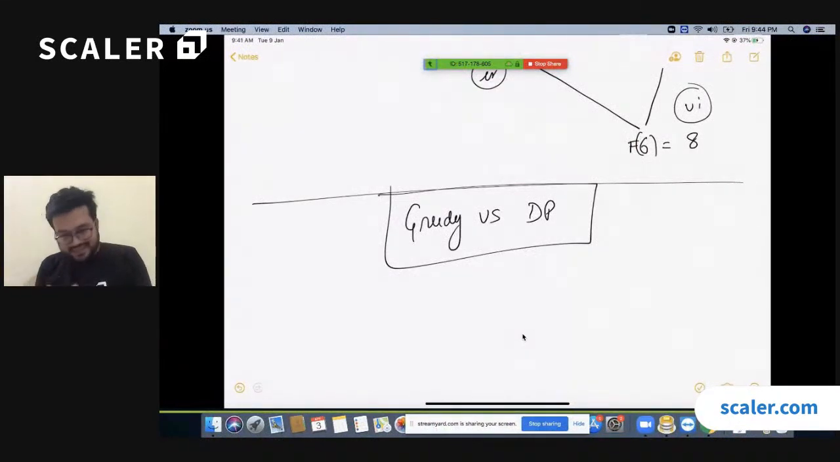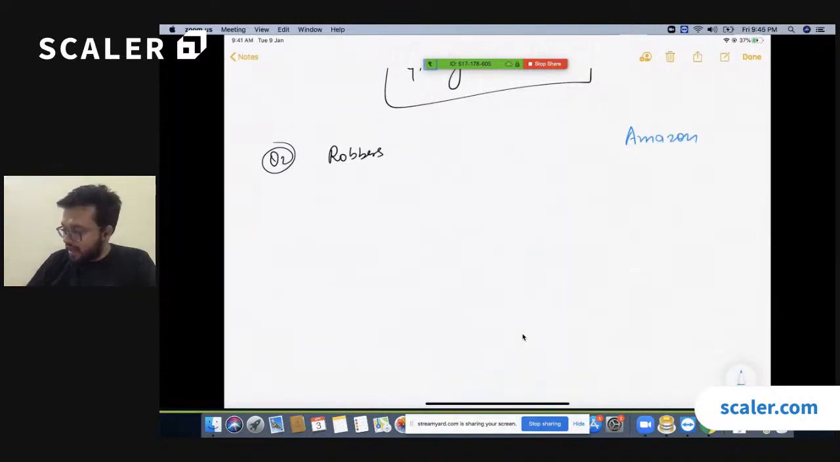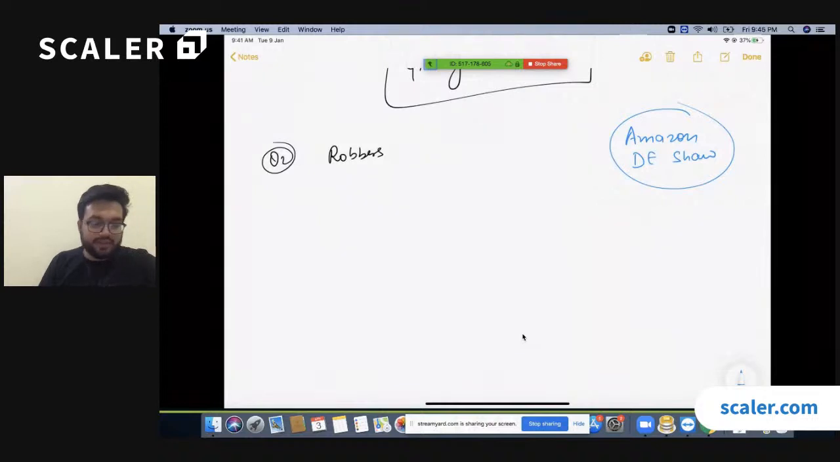Let's actually discuss the next problem that we had and see how to figure out when a greedy solution would not work and when you would want to go to a DP solution. Okay, cool. The problem is again a very famous problem, the problem of robbers. This problem we have seen being asked in the interviews of Amazon, and we have seen it asked in the interviews of another company as well. These are the two companies that we have seen this problem being asked at.